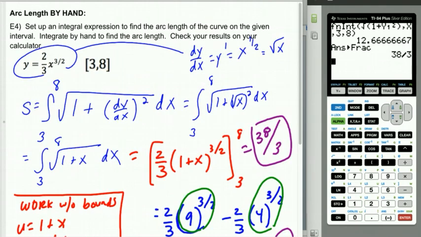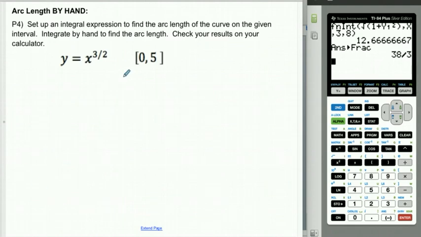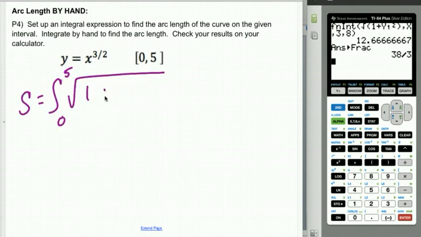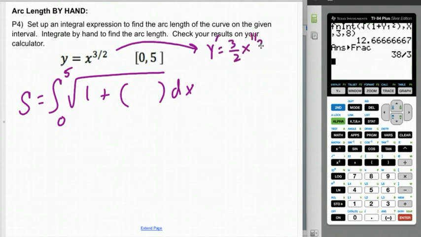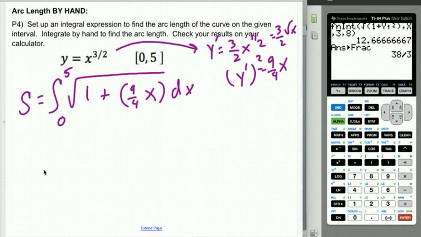Again, notice it's not an accident. We already had an x to the 3/2, and you have another x to the 3/2. It's definitely not an accident. They have to be very carefully constructed problems. So my arc length is going to be the integral from 0 to 5 of the square root of 1 plus, and then the thing that goes in here is my y prime squared. My y prime is going to be 3/2 x to the 1/2, so y prime squared should be 9/4 x, because this is 3/2 root x.